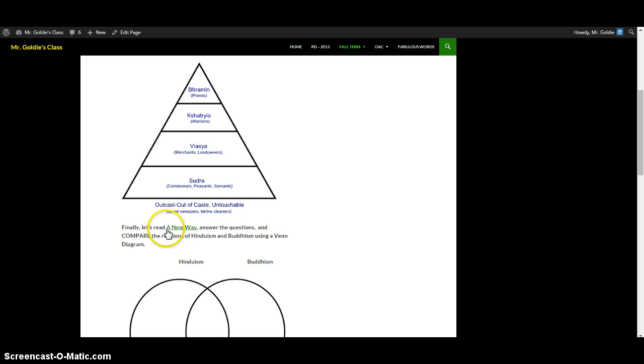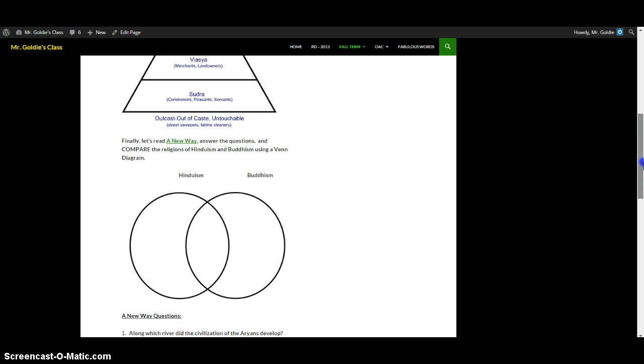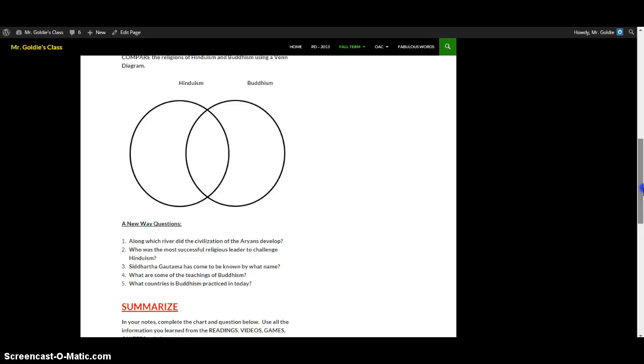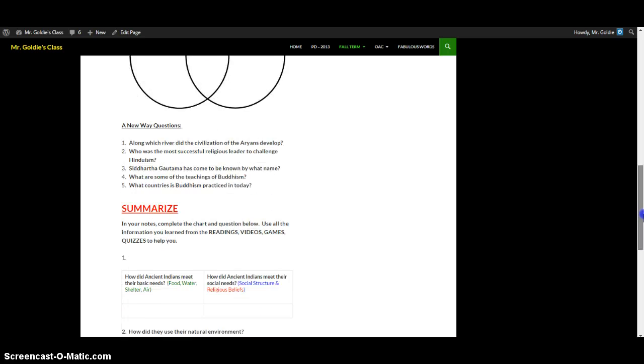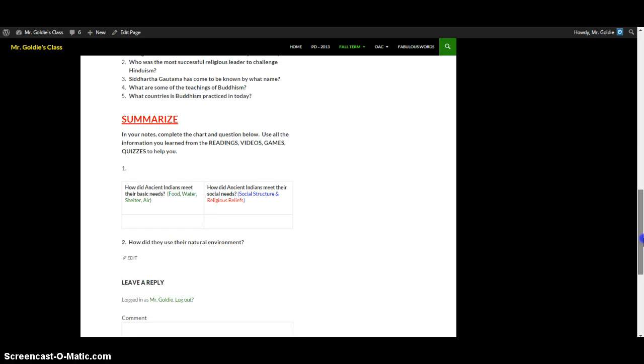Finally, let's read a new way and answer the questions and compare the religions of Hinduism and Buddhism using a Venn diagram, such as this one. Here are the questions. And at the end of it all, we're going to summarize this unit, the Indus Valley and Ancient India unit, all together.